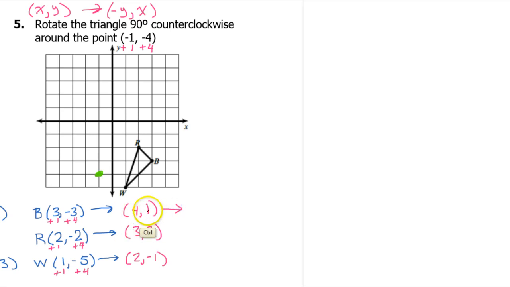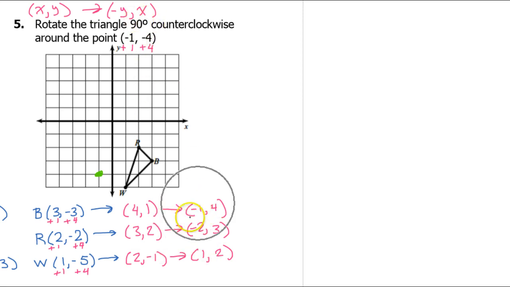Okay, so I'm going to switch these, and I'm going to change the sign of the y value. So see that 1? It's going to go first, but it'll be a negative 1. And then I just keep the 4. See that 2? It's going to go first and become a negative 2. The 3 will stay the same. You see that negative 1? It's going to become a positive 1, and the 2 will stay the same. Okay? So now we have rotated 90 degrees counterclockwise around the origin.